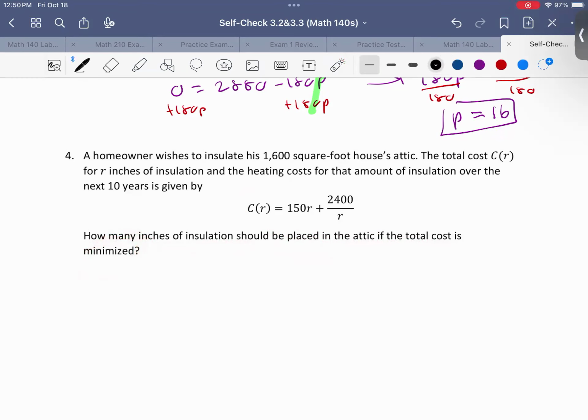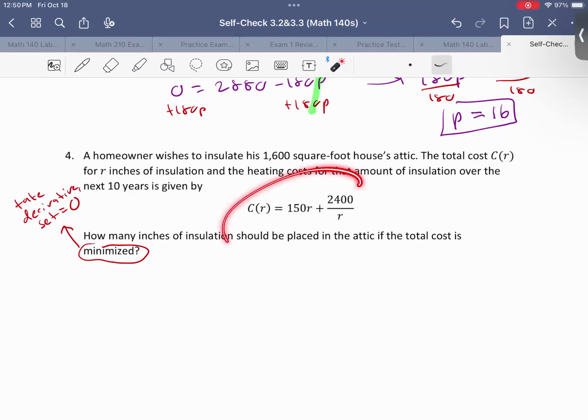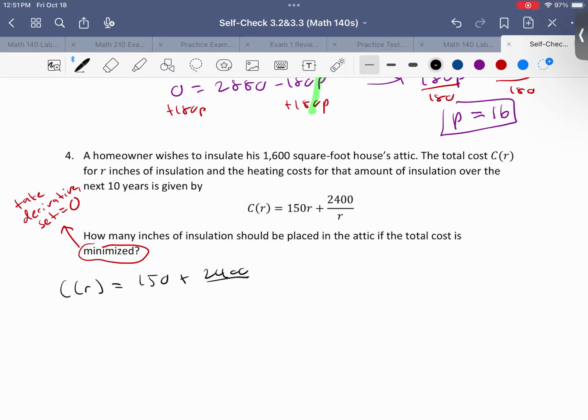So same thing with the previous problem, right? We're trying to find how many inches of insulation should be placed to minimize the cost, right? We want to get the lowest cost possible. So once again, that's take derivative, set equal to 0. Okay, so what I've got to do is just take a derivative of this guy, set it equal to 0. So I'm just going to rewrite the function like C of R equals 150R plus 2,400 over R. Excuse me, forgot an R there.